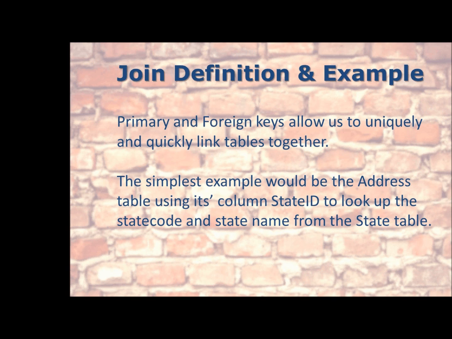We covered primary keys in the past. We talked about identity and automatic sequencing: 1, 2, 3, 4, 5. Well, that value for that field can be put in another table as a foreign key, and then you can tie the two together. So the simplest example would be the address table. We can use its state ID to look up the state code and state name from the state table.